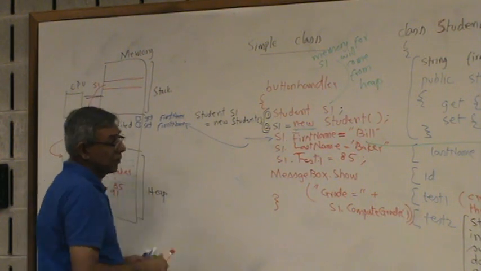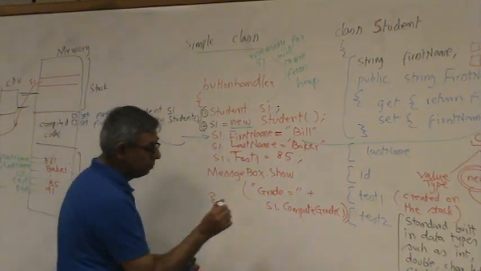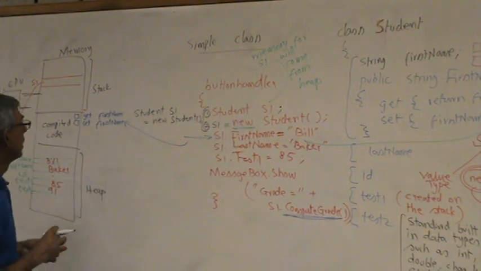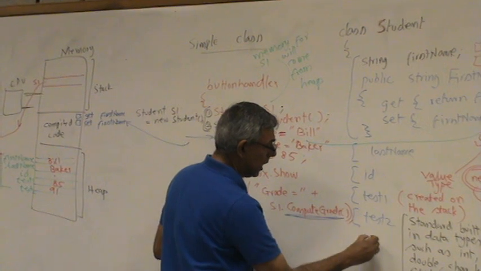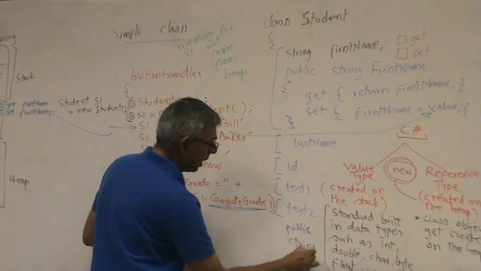So anyway, once we have stored over here, now let's go to this statement, S1 dot compute grade. What will the computer do? Once again, what is compute grade? We had written this as a function, right? So public string compute grade over here.